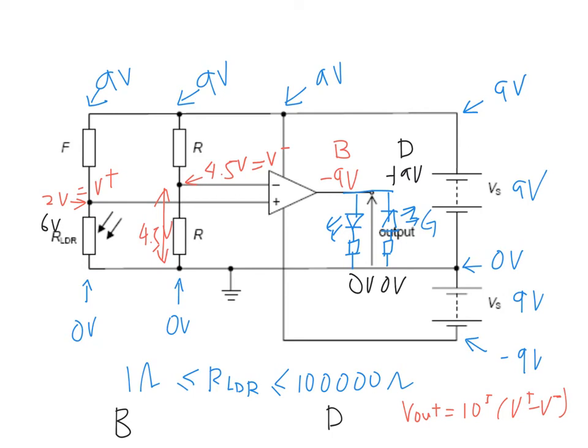But when it's dark, your output is positive 9. So if this is positive 9, this is 0, current will flow this way. So through this LED cannot flow, so it will flow through this LED. So when it's dark, this one lights up. So therefore, this is red.